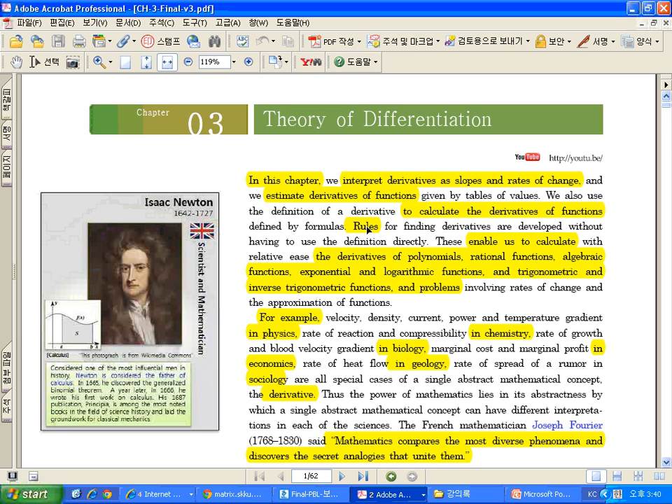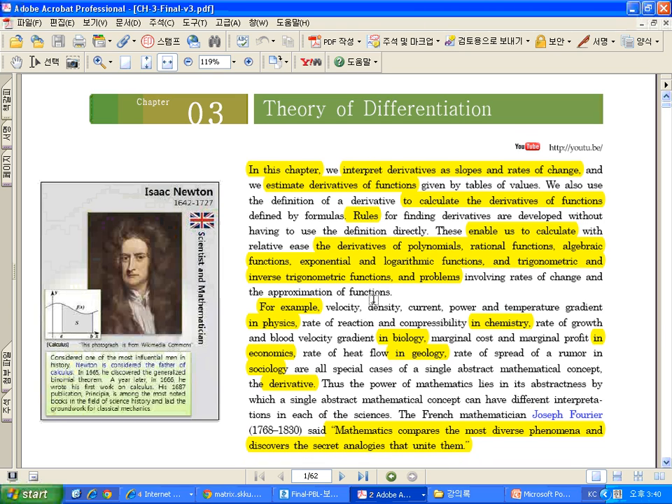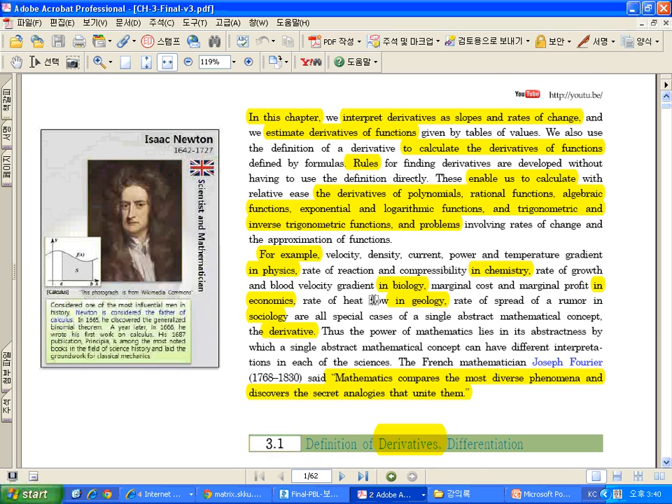We will develop some rules for finding derivatives, which will let us calculate the derivatives of polynomial, rational functions, and algebraic functions, and exponential, logarithmic, trigonometric, and inverse trigonometric functions, etc. Okay? Some of those problems you are very familiar with, but some of the functions you may face for the first time, so we will touch those parts that you haven't studied before.